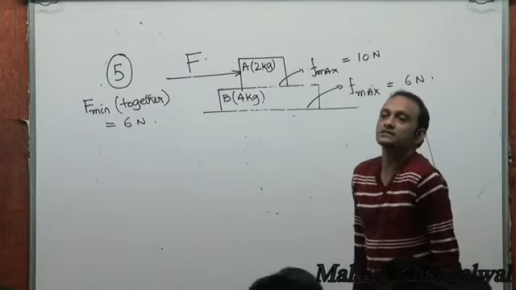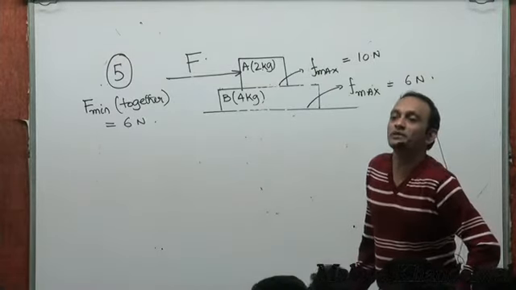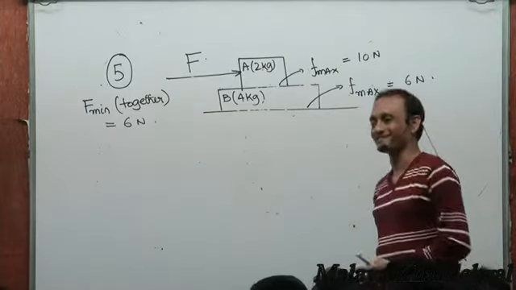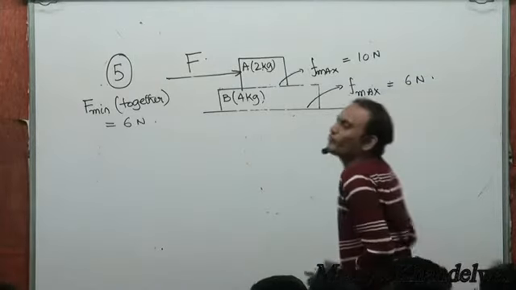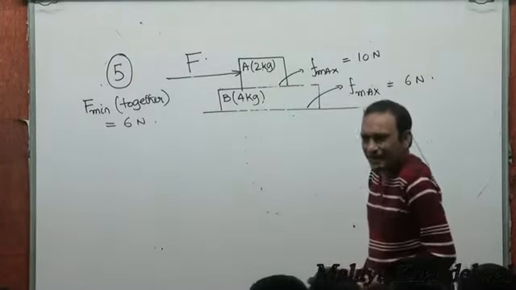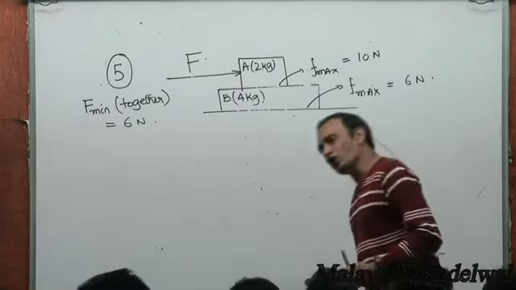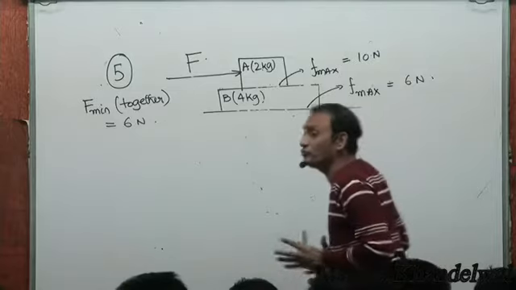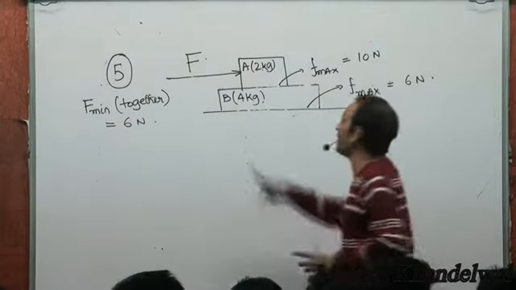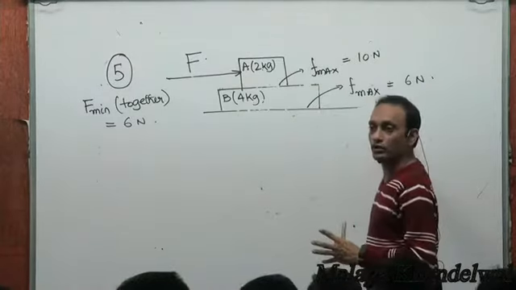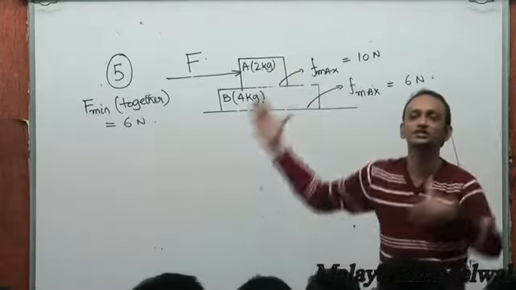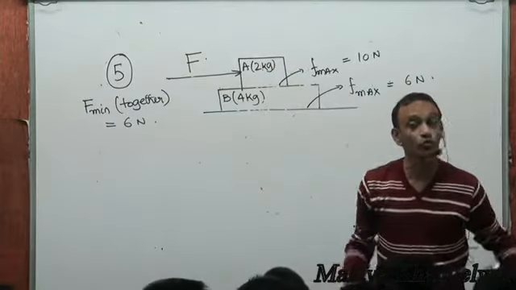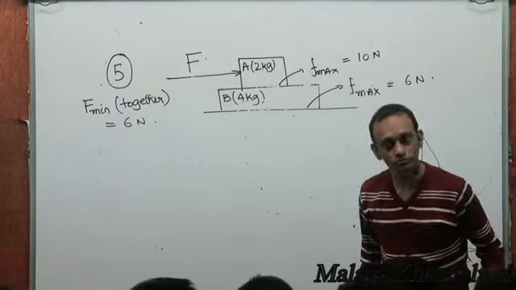Of course, it's not possible that A does not move and B moves. If A does not move, B will not find a reason to move, right? So for sure they have to move together. So for values of F, initially they have to move together, and the only thing that they have to combat is friction from the ground. It's like one single mass of 6 kgs combating 6 newtons from the ground. So F min is 6 newtons, right?